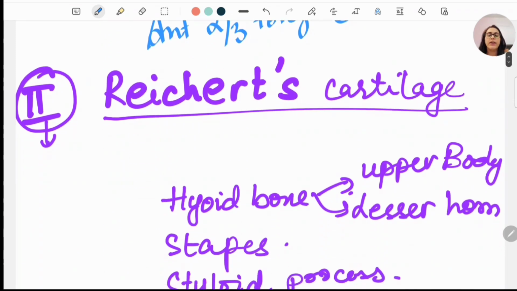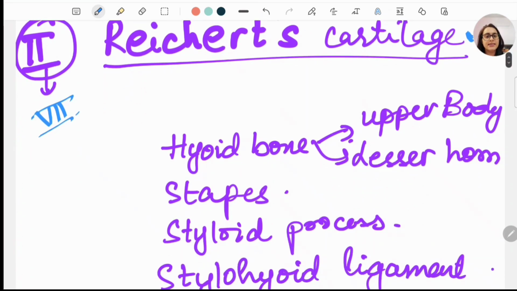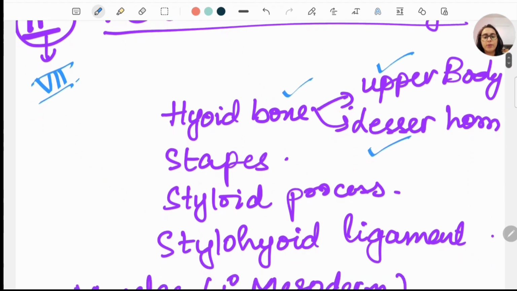Now the second pharyngeal arch is Reichert's cartilage. It is supplied by the seventh cranial nerve, the facial nerve. The neural crest cells give rise to the hyoid bone, the upper body of the hyoid and the lesser horn of the hyoid bone. Then the stapes, which is the third ear ossicle, the styloid process, and the stylohyoid ligament. The sphenomandibular ligament is a derivative of the first pharyngeal arch, while the stylohyoid ligament is a derivative of the second pharyngeal arch.